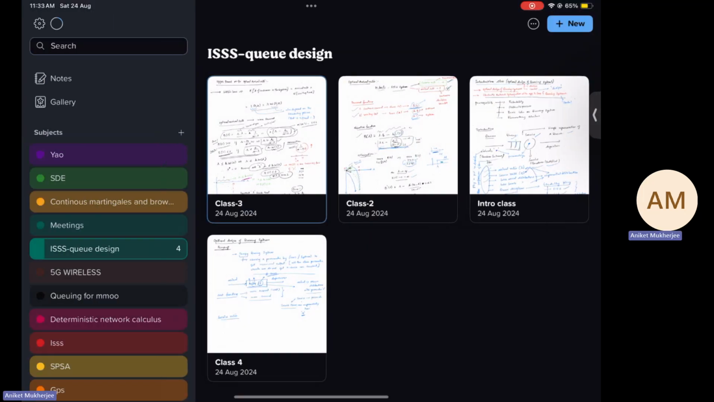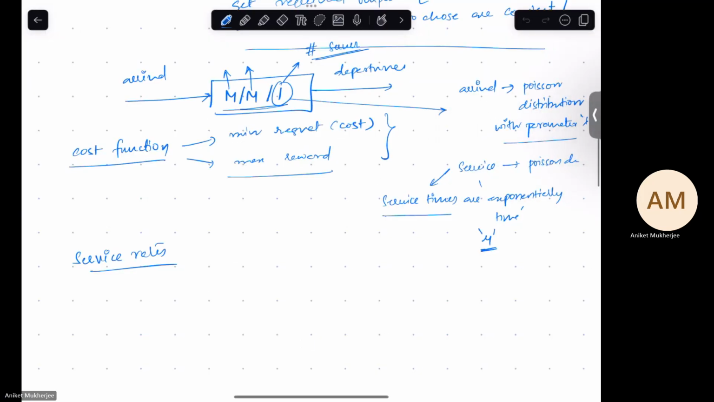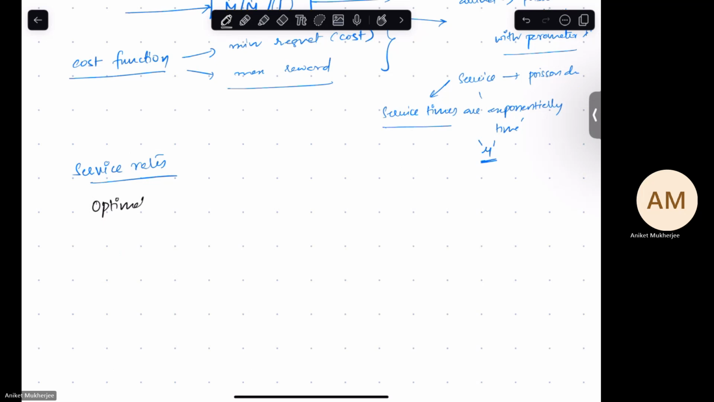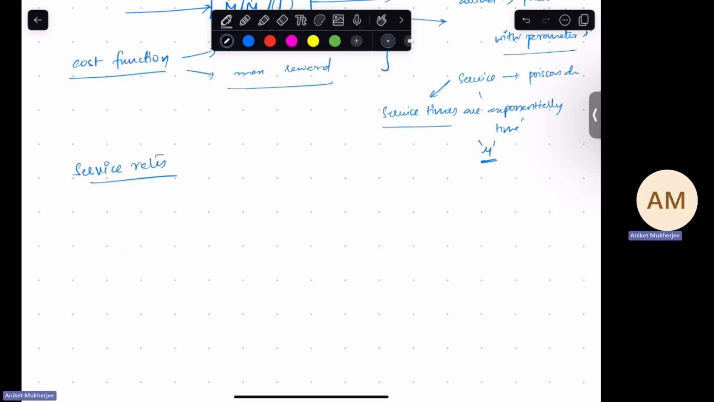Okay. Yeah. Next, what we were looking at was optimal arrival rate and service rate. This finishes the recap.